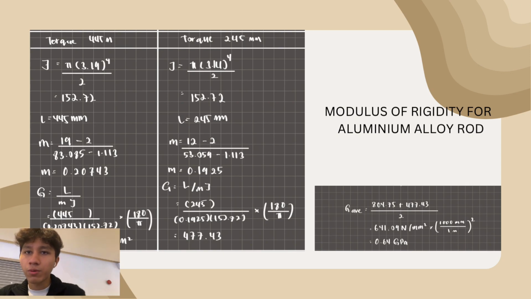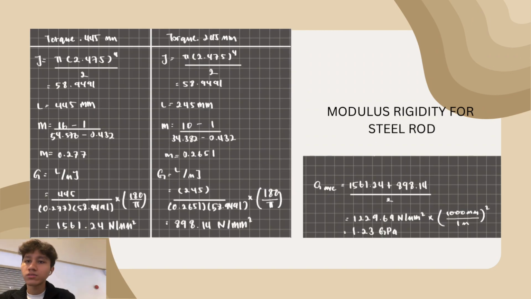So we are finding the polar moment of inertia for the length 445 mm, which is 152.72, and the length is equal to 445 mm, and the m, which is the gradient of the slope we get from the graph, is 0.20743. Calculating by using the formula of modulus of rigidity, we get 804.75 Newton per millimeter square. For the length of 245 mm, we get 477.43 Newton per millimeter square. So the average modulus of rigidity for the aluminum alloy rod is 0.64 GPa.